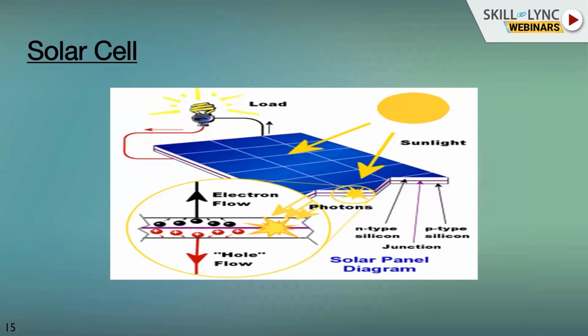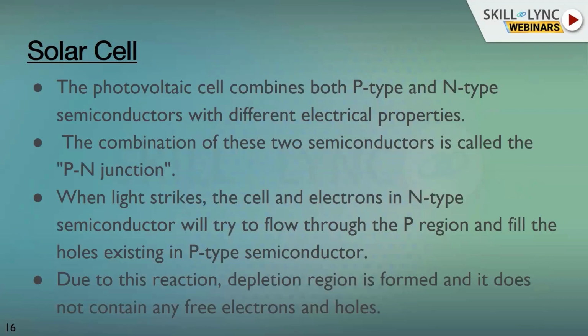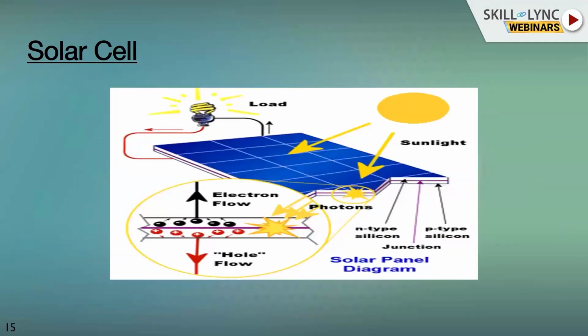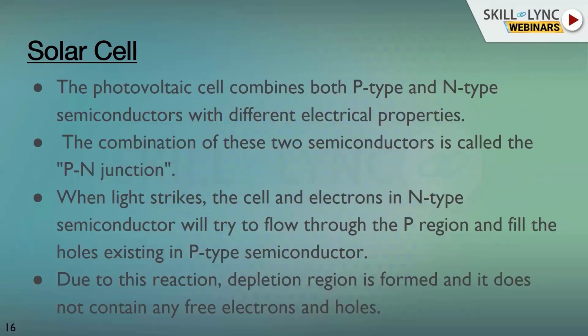Basically, a solar cell has positive holes and negative electrons. The photovoltaic cell combines p-type and n-type semiconductors with different electrical properties. We can say that the n-type has a high concentration of electrons and the p region has a high concentration of holes. Those two together we call a p-n junction. Once sunlight reaches the solar cell, it forms the p-n junction.